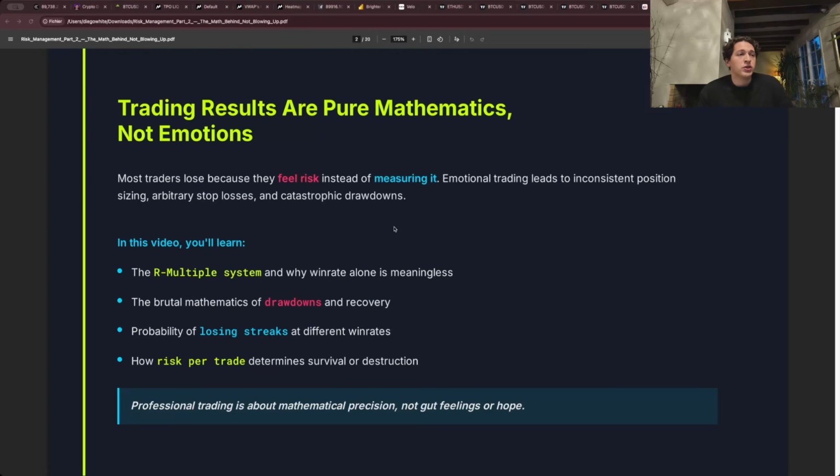We'll see that later. So yeah, emotional trading leads to inconsistent position sizing, arbitrary stop loss, and catastrophic drawdowns. And we will see why you guys need to avoid arbitrary stop losses and catastrophic drawdowns, because they are very tough to recover.